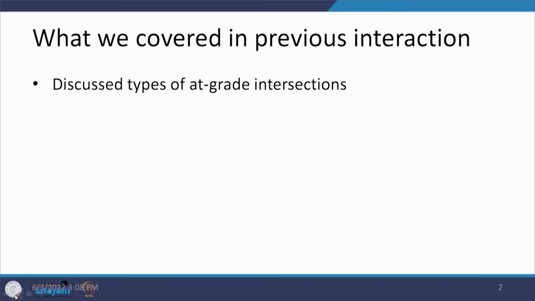Dear students, let us again move into the intersections and see what types of intersections there can be, what the various shapes of those intersections can be, and once we are done with that, we will go into the details of the elements which need to be provided there. We started with the at-grade intersections and looked at the various shapes for a 3-legged or a 4-legged system.